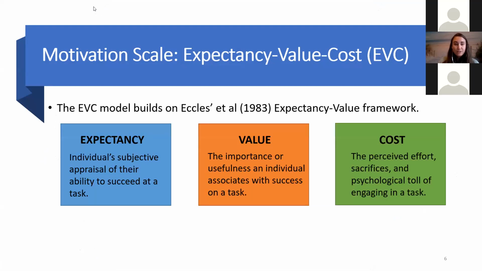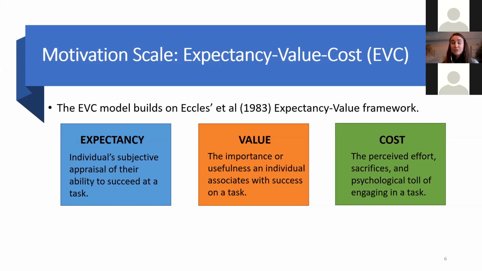The framework describes achievement motivation as a function of one's expectancy for success, so how well the student expects to do in the class; their subjective value for the class, so how important and useful the student believes the course is to them; and subjective cost, so how much the student will have to give up in order to be successful in the class. And cost here includes the perceived effort, sacrifice, and also the psychological toll of engaging in the course. So this is where we would measure those anxiety levels as well.